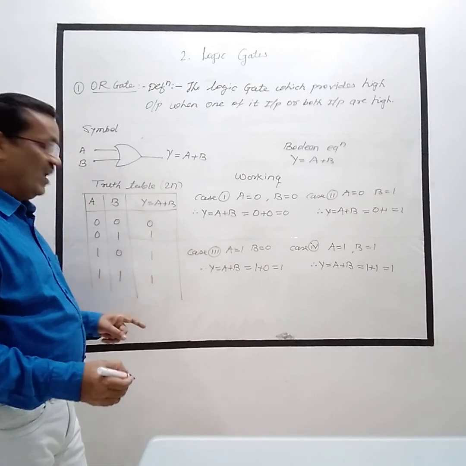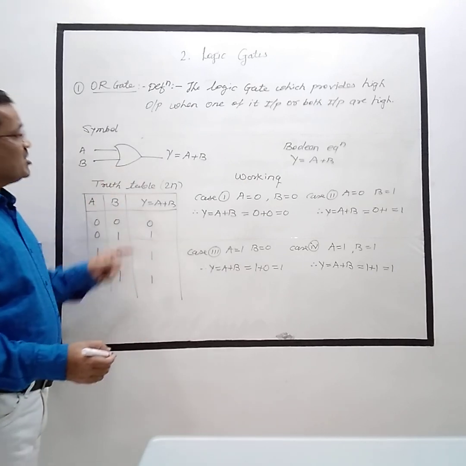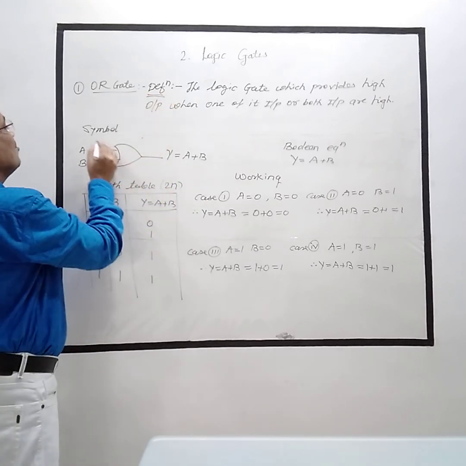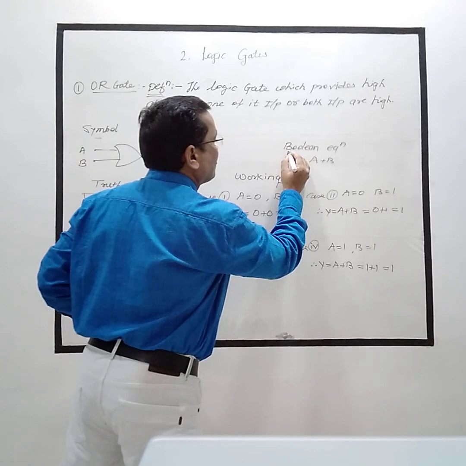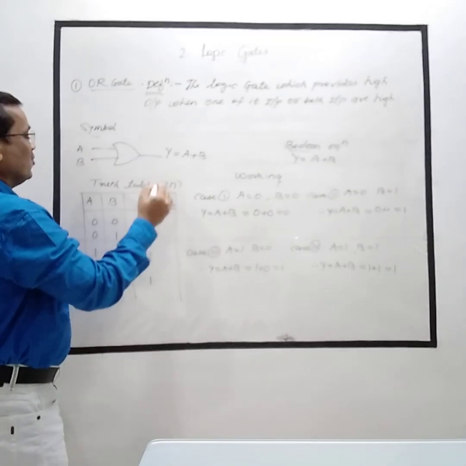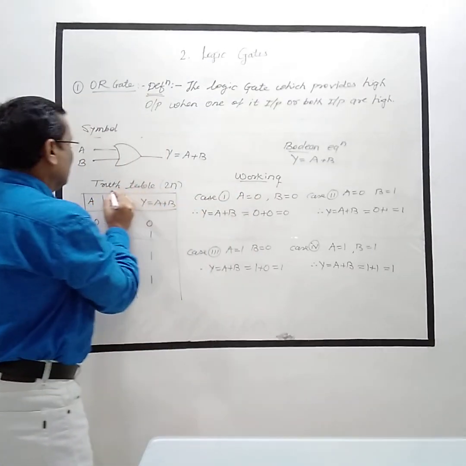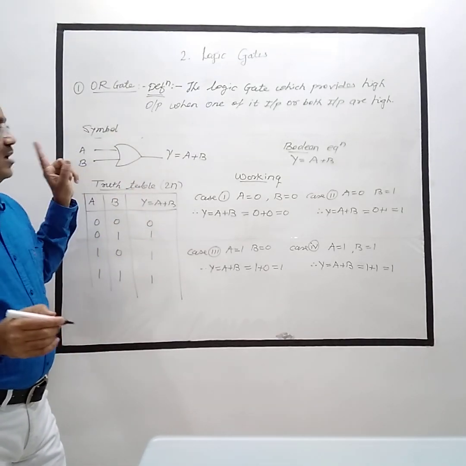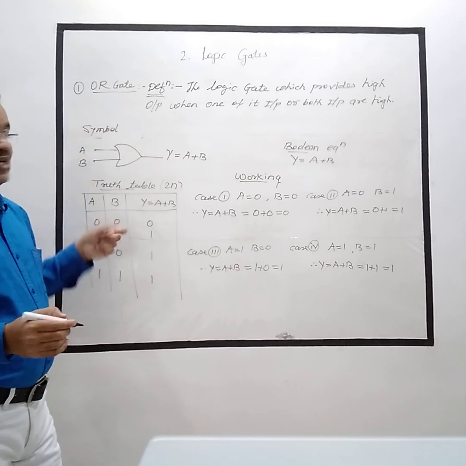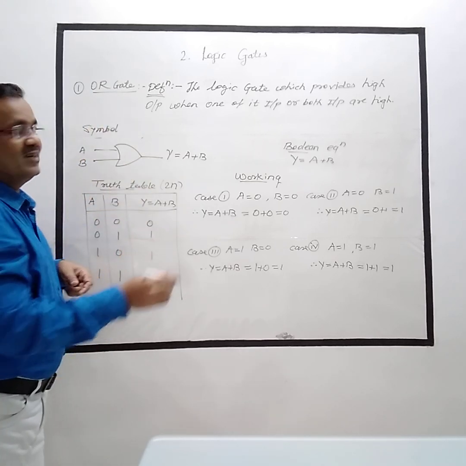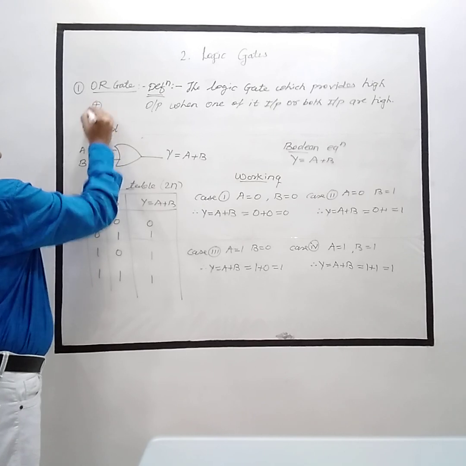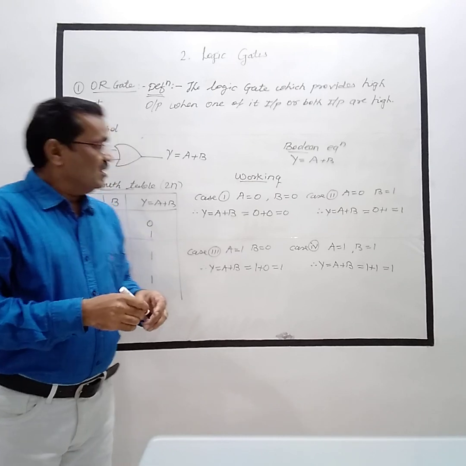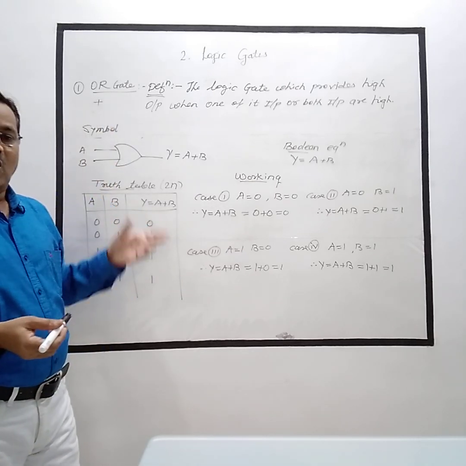It is called 1. So in this way, by taking 4 different parameters, number 1 definition, number 2 symbol, number 3 Boolean equation, and number 4 its working and truth table, we can easily understand the working of the logic gate, OR gate. So ORing means to add. This is the first basic gate, OR gate.